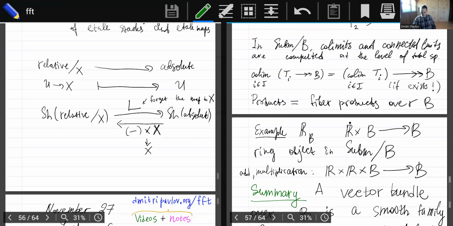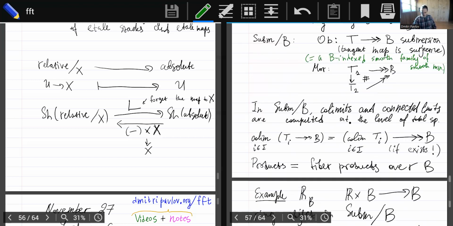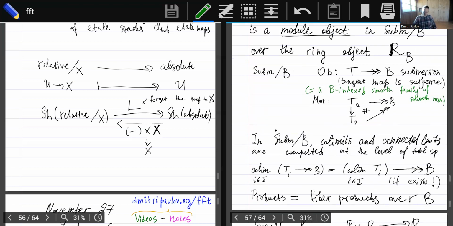And before maybe I talk about what a ring object is, let me point out that in this category of submersions over B, colimits and connected limits, at least those colimits and connected limits that exist, are computed at the level of total spaces. So what this means is that you have a diagram of objects in the category of submersions over B, and you want to compute this colimit. Well, what you do is you simply compute the colimit of total spaces, and then the colimit canonically maps into B using the universal property of colimits.